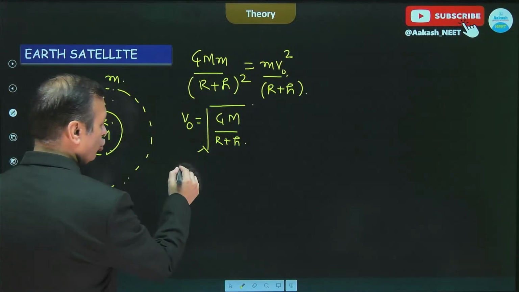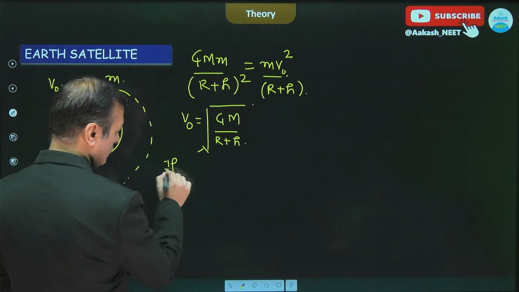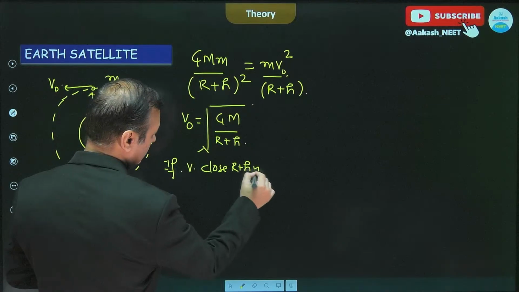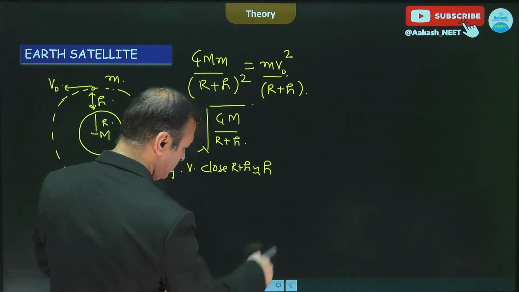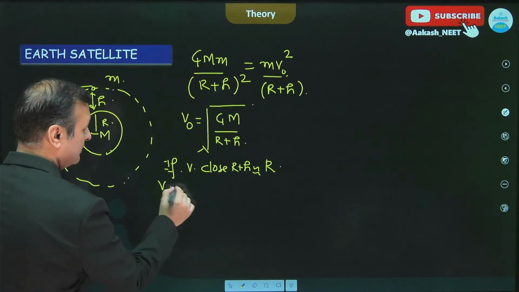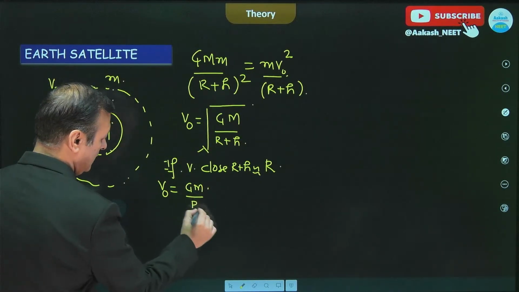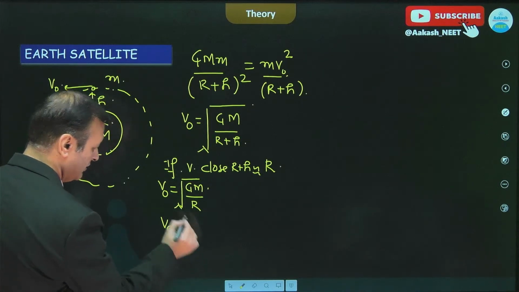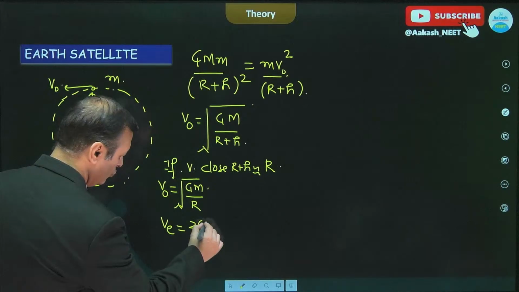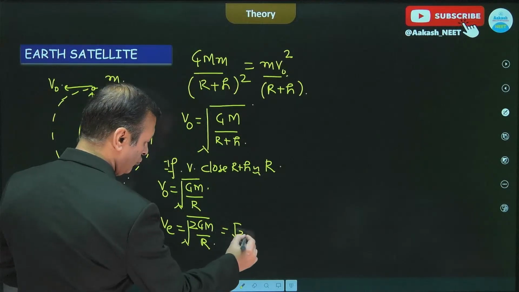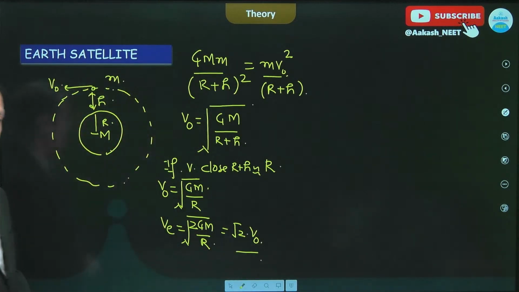If this is very close to Earth, then definitely R plus h is roughly equal to this R only, and your orbital speed becomes square root of GM by R. Whereas in the last section we had square root of 2GM by R as your escape speed. So this is root 2 times orbital speed. You got it or not?